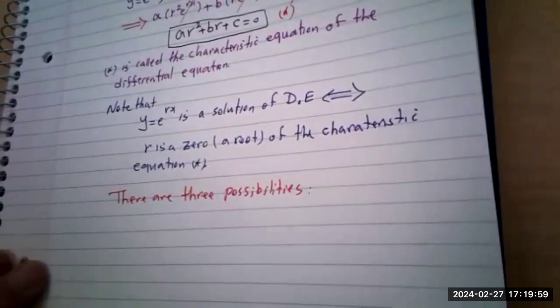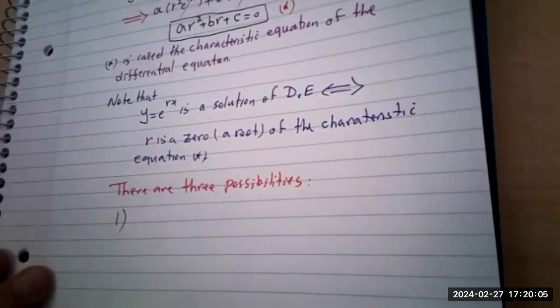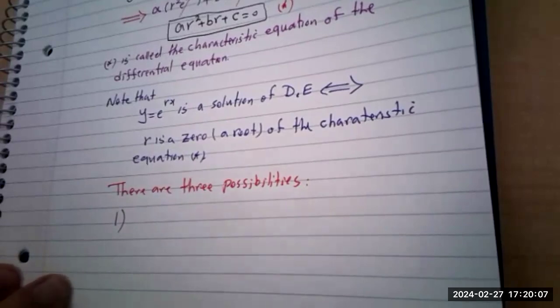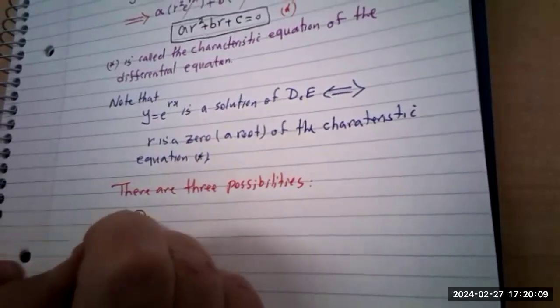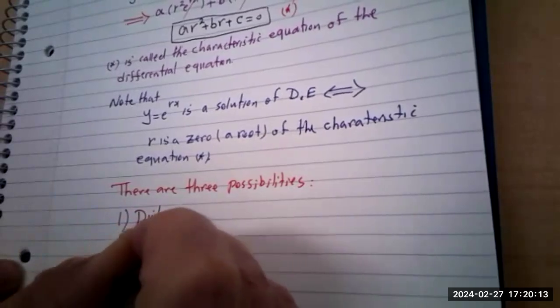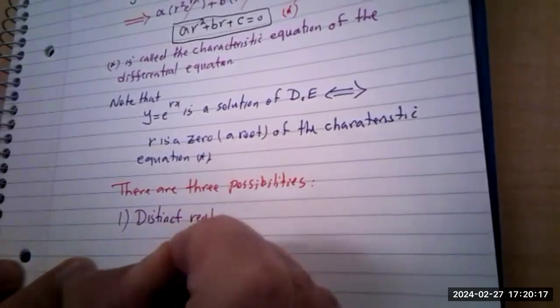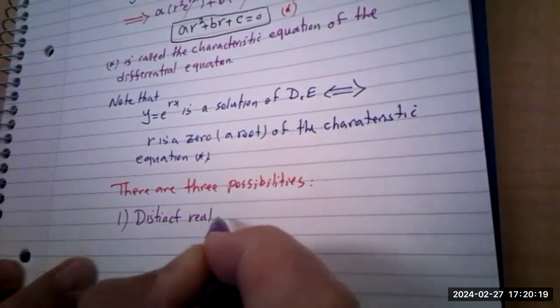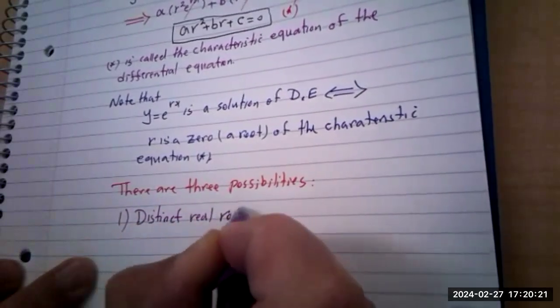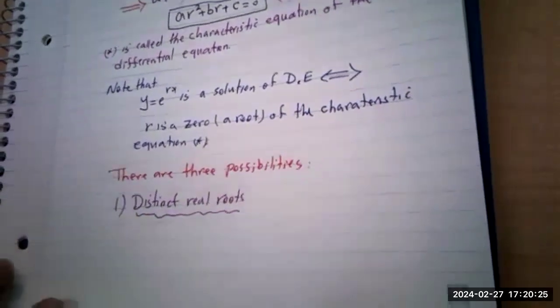So what are going to be the possibilities? The first one, we have 2 distinct solutions, 2 real solutions. We call it distinct real solutions. This idea is going to be extended to the higher order, just using those expressions again: distinct real roots or solutions. We refer to the roots and the zeros of that characteristic equation.